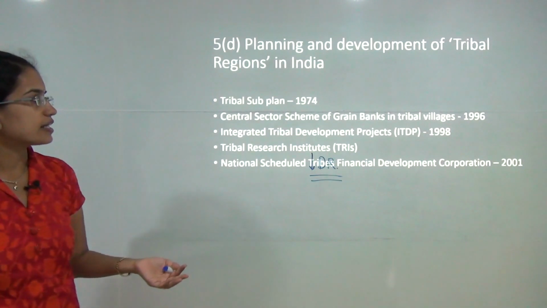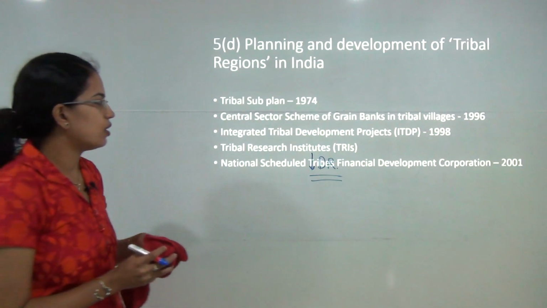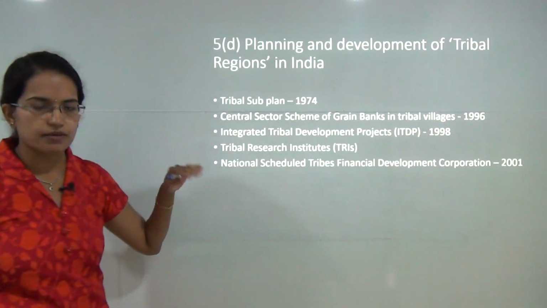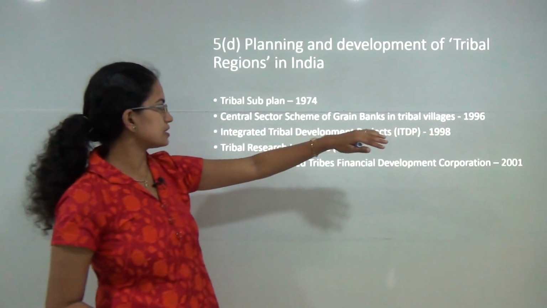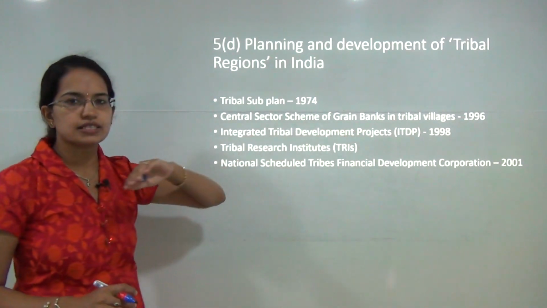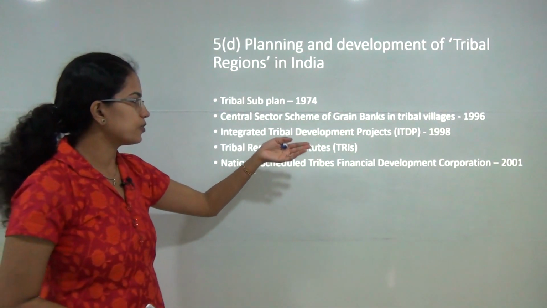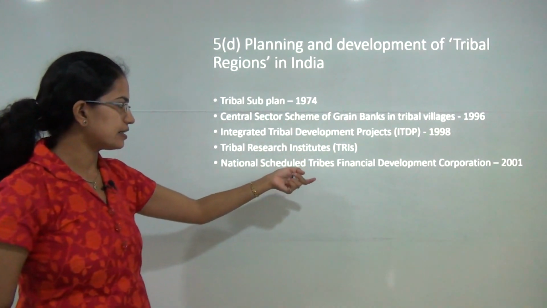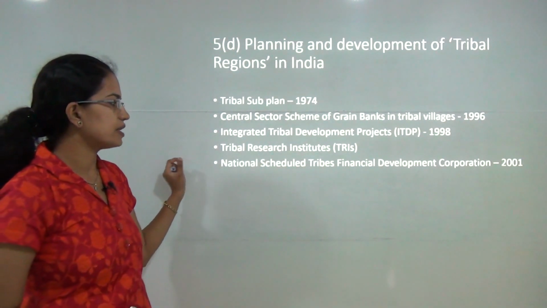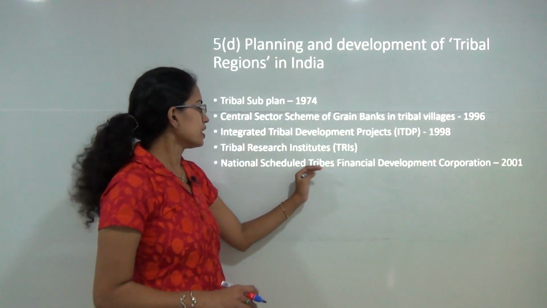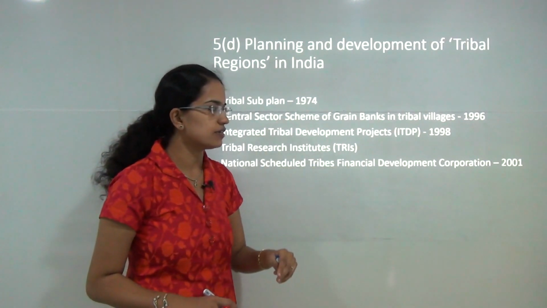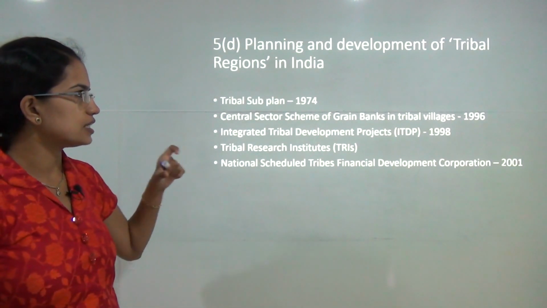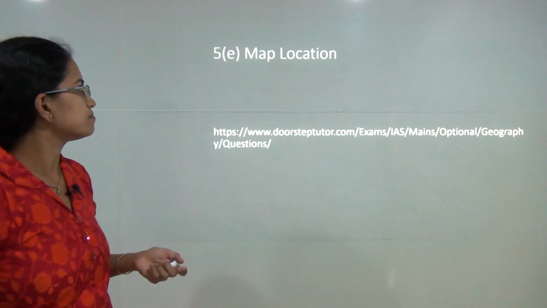The next is planning of tribal regions in India. Now, you must start with the 5th 5-year plan, which talked about the tribal sub-plan. Then in 1996, there was a scheme for grain banks in tribal villages. In 98, you had the integrated tribal development projects that came up. You had tribal research institutes that were established. And finally, in 2001, you had the Scheduled Tribe Financial Development Corporation that was established. So, these are some of the main key things that you must highlight in your answer.